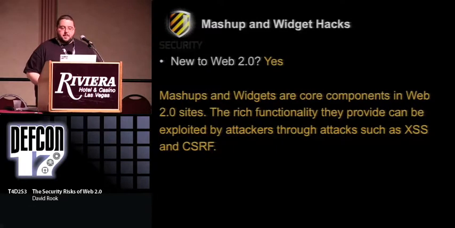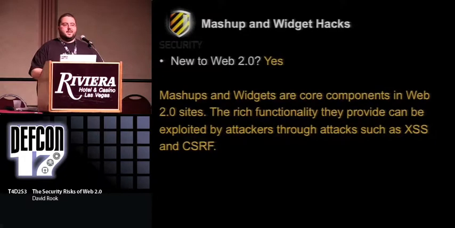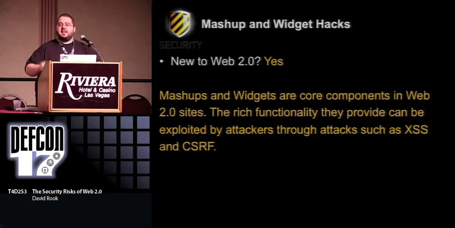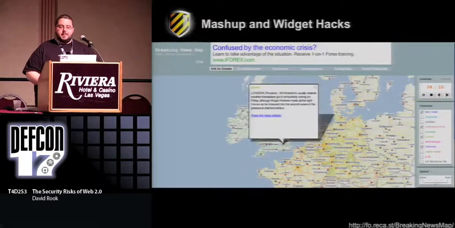So really mashup sites and widget sites are a good example of Web 2.0 sites. A mashup site will pull in data from different sources to give you one single output, and a widget site is essentially a blank canvas site for a user. They can come along, use something like iGoogle, and build the web page that they want to see first thing every morning.